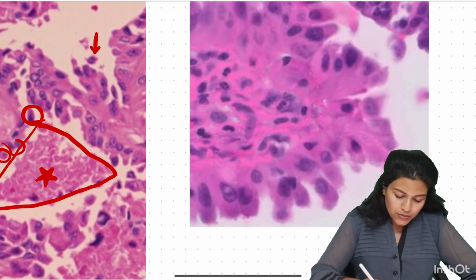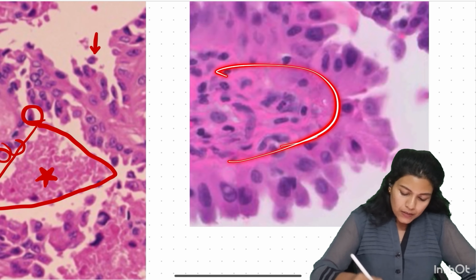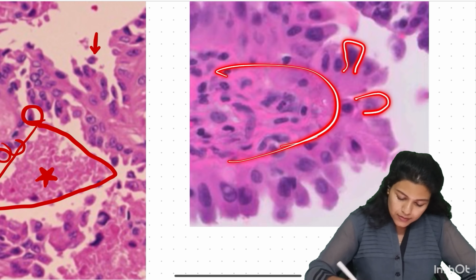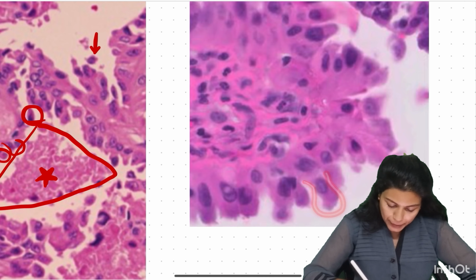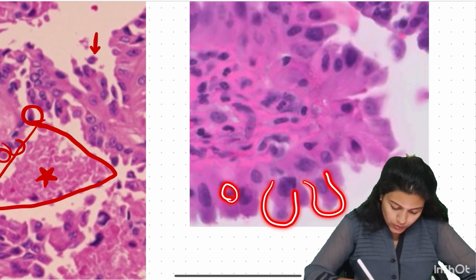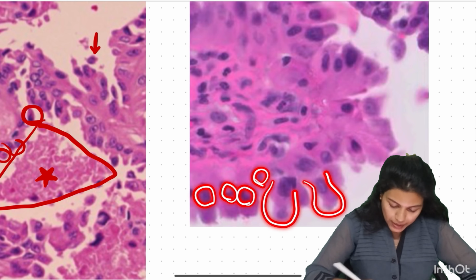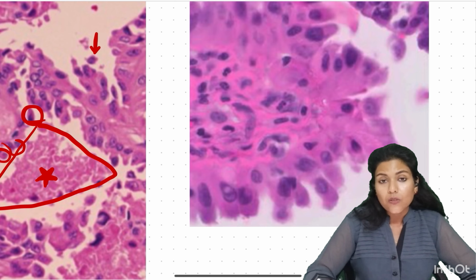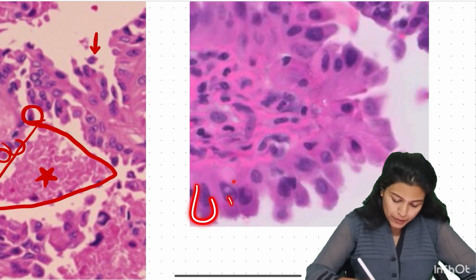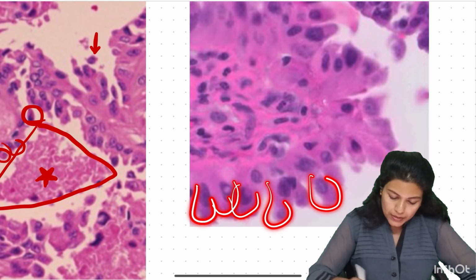Here again the slide shows you typical papillae with hobnail cells. These are again the hobnail cells with apical bulging. Nucleus located apically means loss of polarity. These are the hobnail cells.